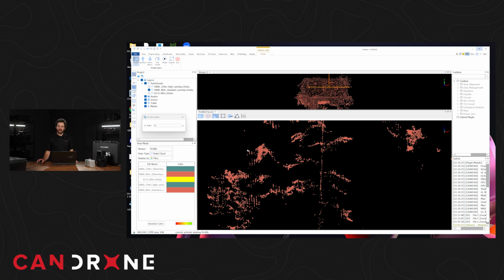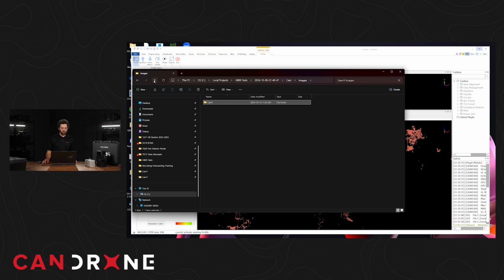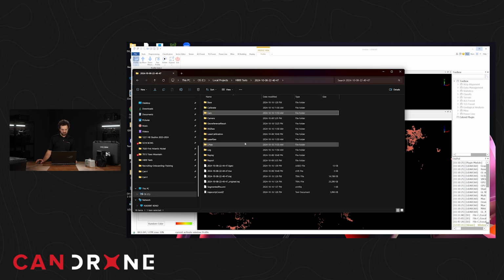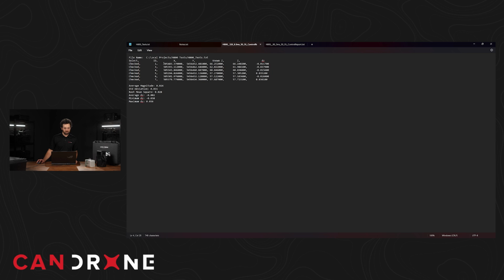So now let's look at some accuracy assessments. We have qualitatively looked at these two data sets, but now I want to understand how they came in with respect to a control network that we set up on site with a base rover pair. So you can see the XYZ coordinates that we inputted into our post-processing software, LiDAR360. And you can see here the root mean square error coming in at about 2.8 centimeters. That is for the higher flying data set with more overlap.